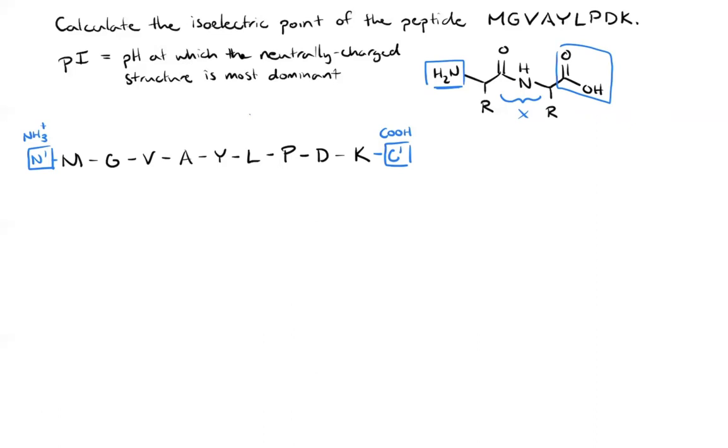Everything else in the middle here, if we consider these individual connections between amino acids, are all going to be condensed into peptide bonds and their ionizable groups are gone. So we don't have to consider anything going on with the linkages between those amino acids. What we do potentially have to consider is the actual side chains on these amino acids.